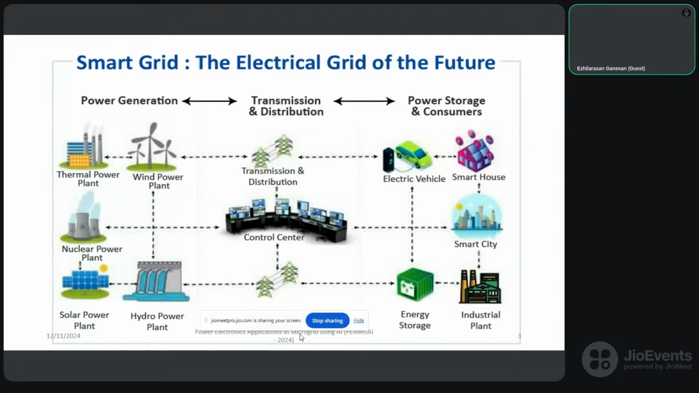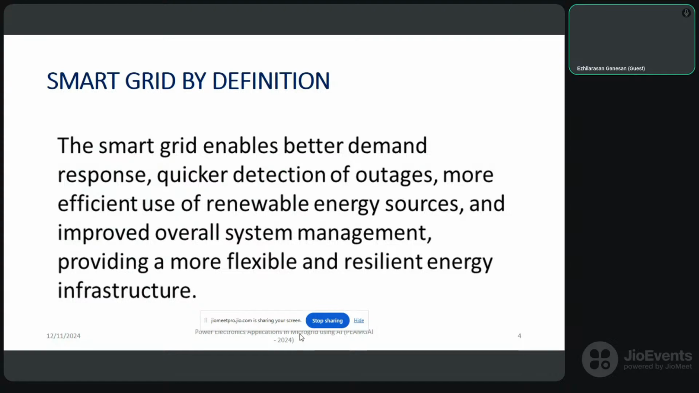In a smart grid, power flow will be monitored continuously. So what is a smart grid by definition? The smart grid enables better demand response, quicker detection of outages, more efficient use of renewable energy sources, and improved overall system management, providing a more flexible and resilient energy infrastructure. Slowly, all the conventional grids are becoming smart grids due to the advancement in technologies, the introduction of artificial intelligence. All these things are making the conventional grids smart.